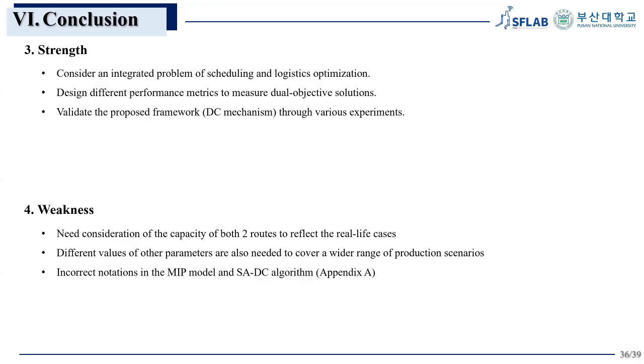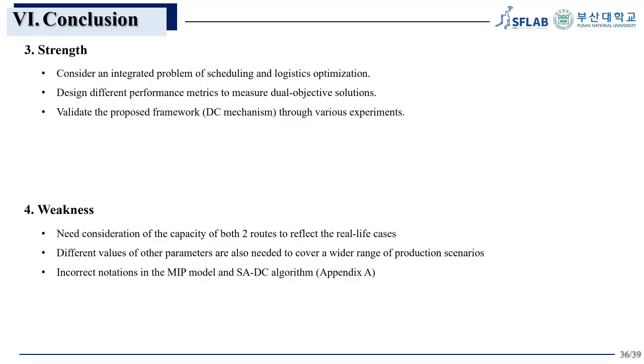This is my opinion. For the strength, this study considers an integrated problem of scheduling and logistic optimization. They also design different performance metrics to measure the dual objective solution, and they validate their proposed mechanism through various experiments. For the weakness, I think it needs to consider the capacity on both two routes to reflect real-life cases. Also, different values of other parameters need to be covered for a wider range of production scenarios.